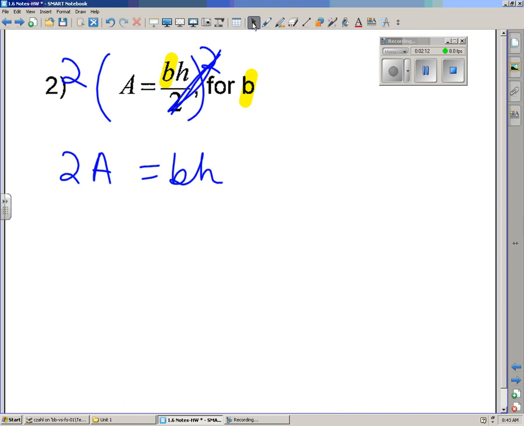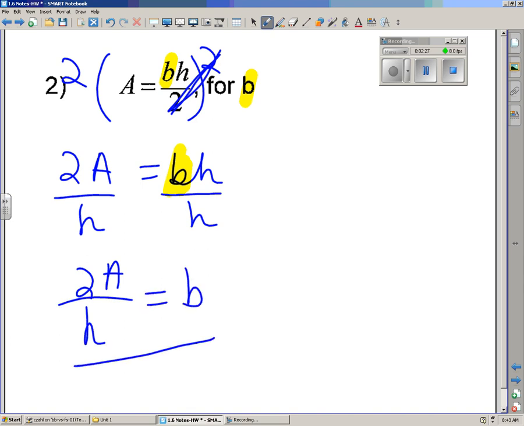Well, again, we want to get b all alone. The only way to get b all alone is to undo what's being done to it. It's being multiplied by h. So you're going to divide by h, and your final answer is 2a divided by h equal to b.